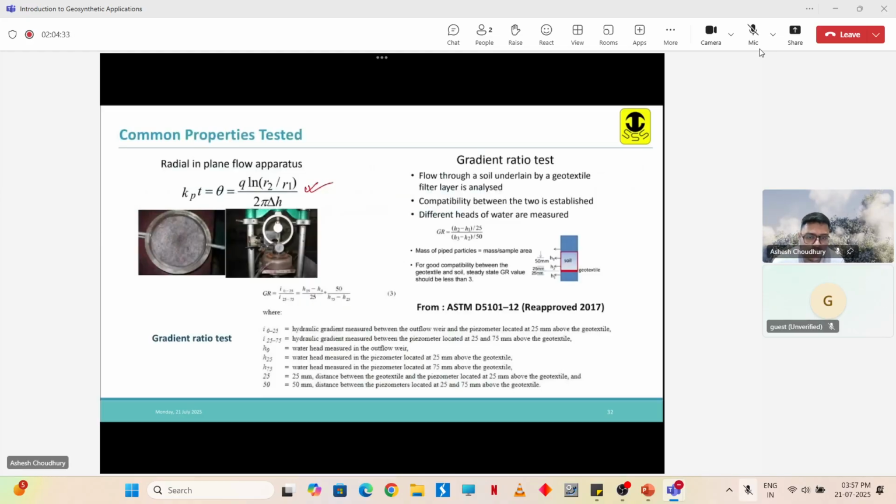So I suggest that you please open this ASTM D5101 and see the gradient ratio test. This is one of the very important tests that is done. So I suggest you please go through this code once.